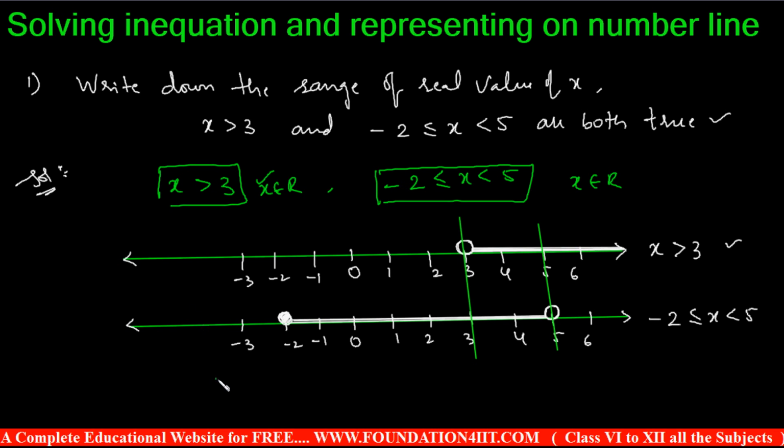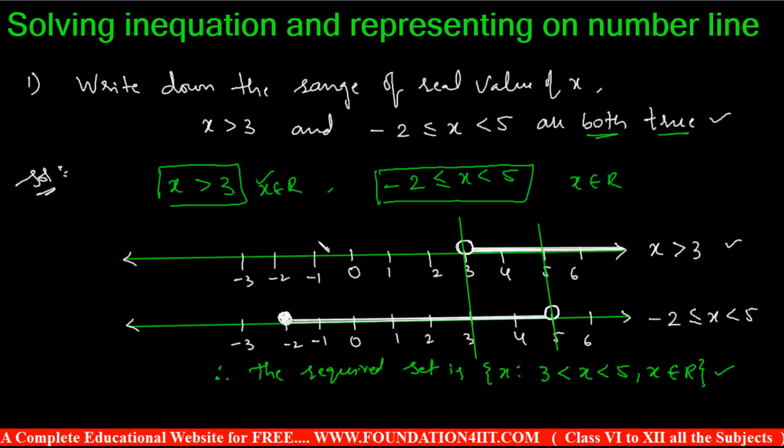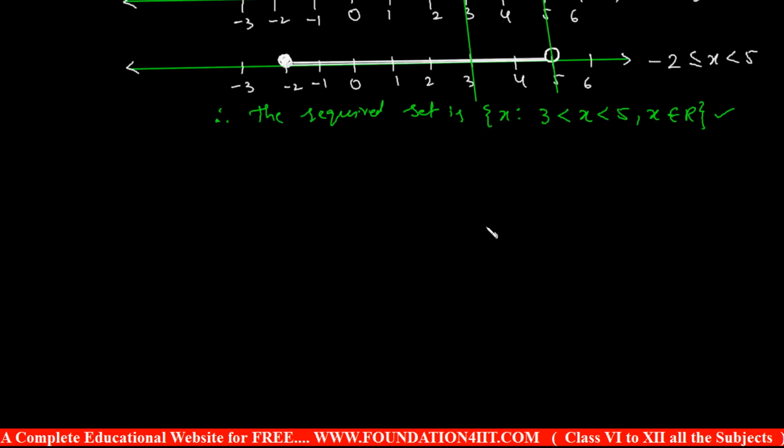So therefore you can write directly the required set is: x such that 3 is less than x less than 5, and x belongs to the real numbers. Yeah, you can find out the common portion to make both true. So this is the common portion, this is the required solution, because only in this portion both lines are there. This side there is no second one, this side there is no first one. So in this way. Okay, let us see one more problem.